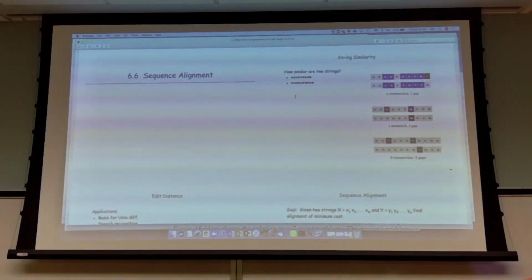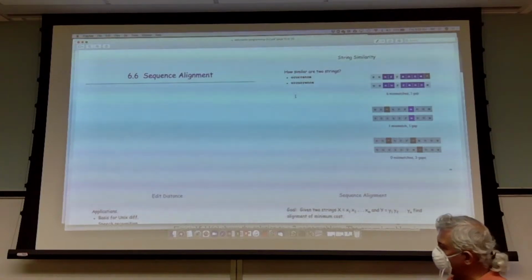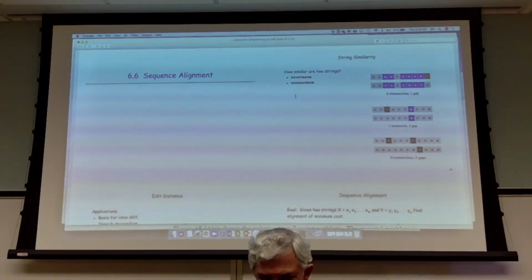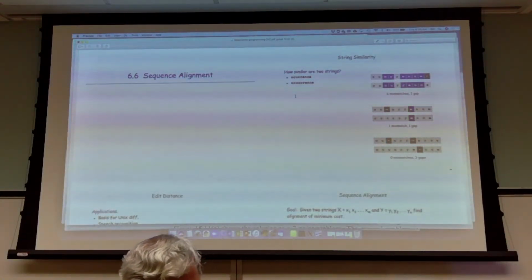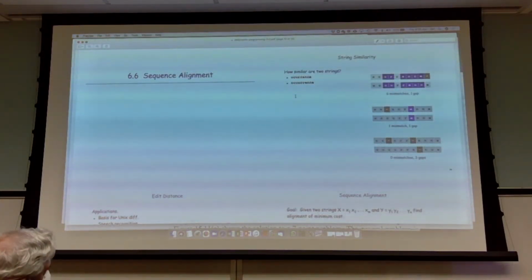We're going to look at a variant of the longest common subsequence problem. This is called the edit distance. Maybe you guys have seen this before.